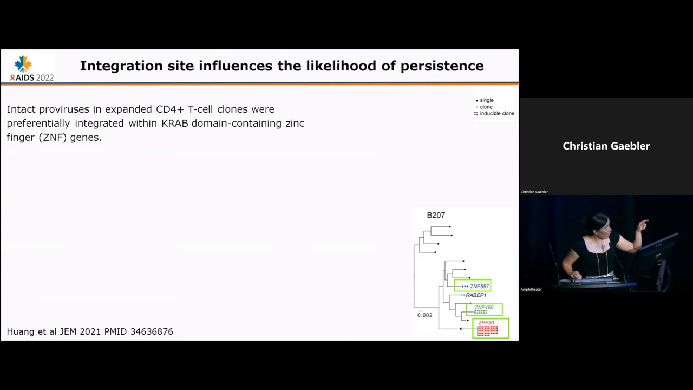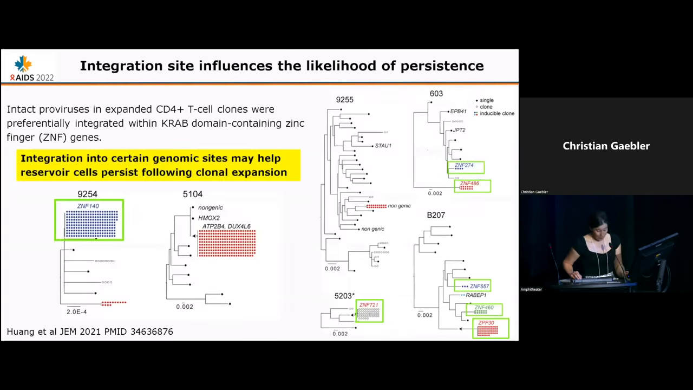And here is one phylogeny from one individual. The expanded clones are the big ones in different colors, and the green boxes show the ones that are integrated in these genes. Here are the rest of the individuals from the study. You can see lots of integrations into these specific gene sites. So the conclusion was that integration into certain genomic sites might help reservoir cells persist following clonal expansion.